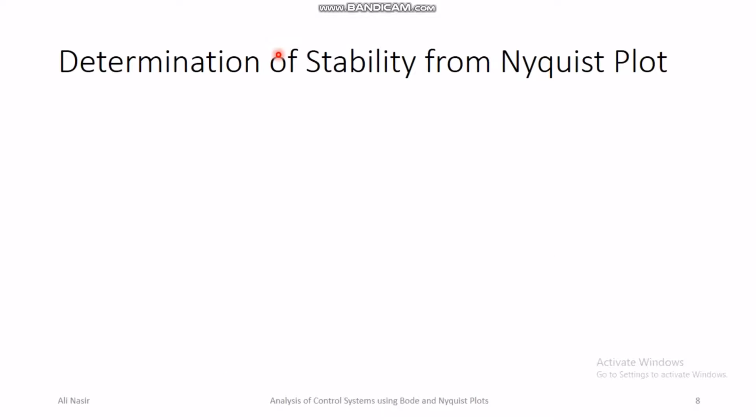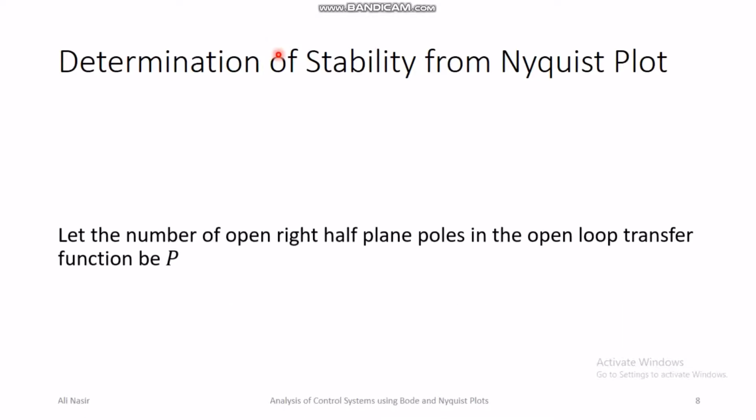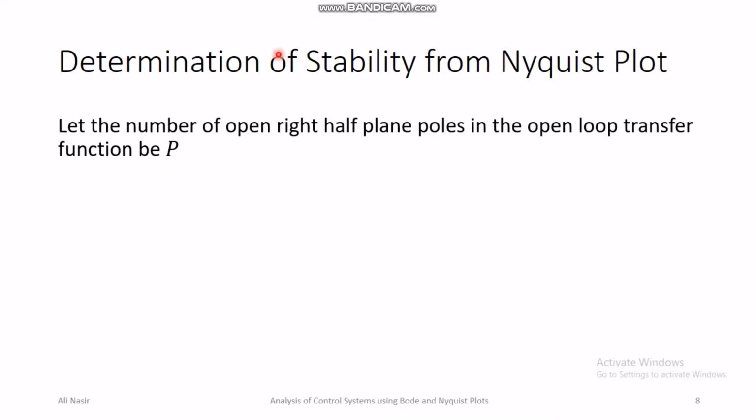Next we move on to Nyquist plot, and first of all we try to determine how to calculate or analyze stability of closed loop system from the Nyquist plot. In order to do that, first of all you have to see, let the number of open right half plane poles in the open loop transfer function be P.